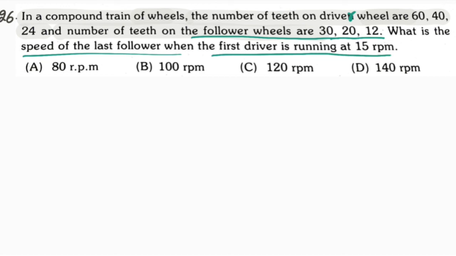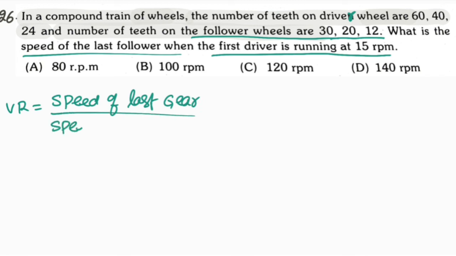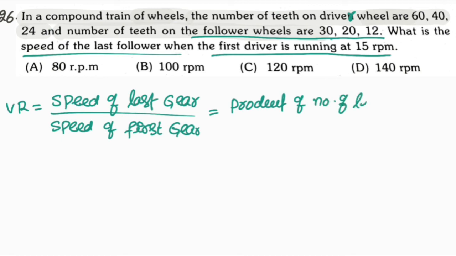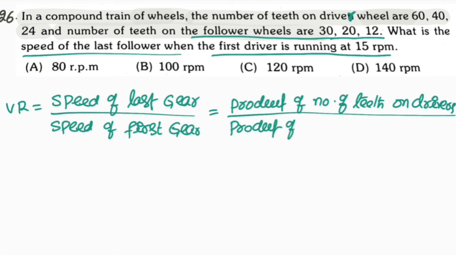You know, for the compound gear train, the velocity ratio, equal to speed of last follower, last gear, divided by speed of the first gear, is equal to product of number of teeth on drivers divided by product of number of teeth on followers or drivens.